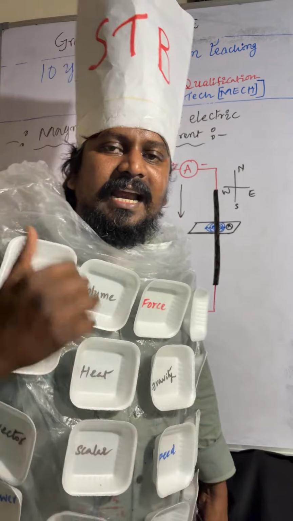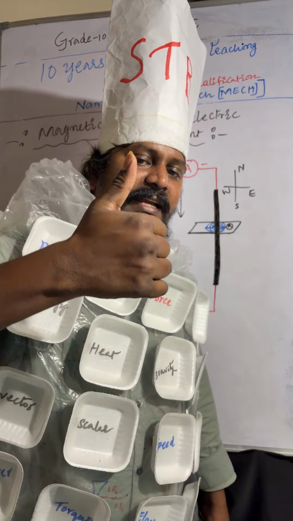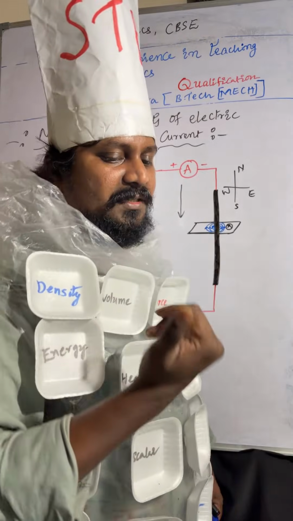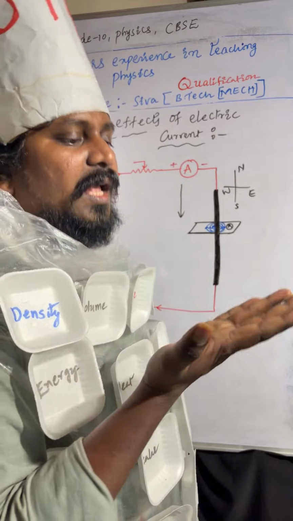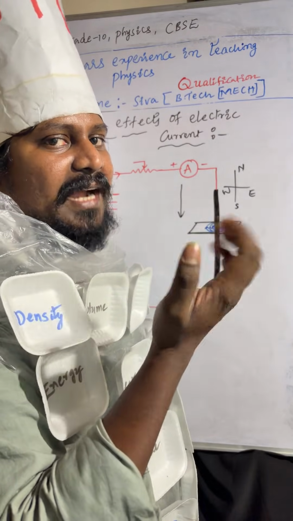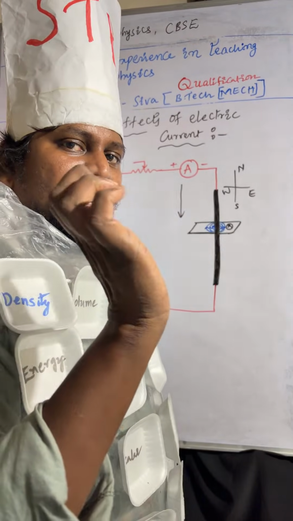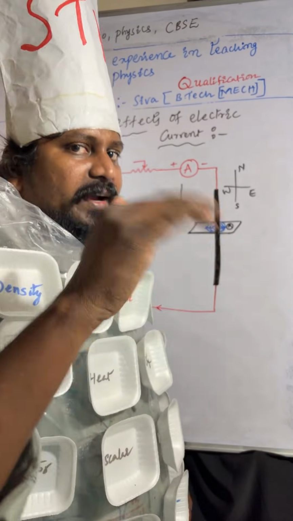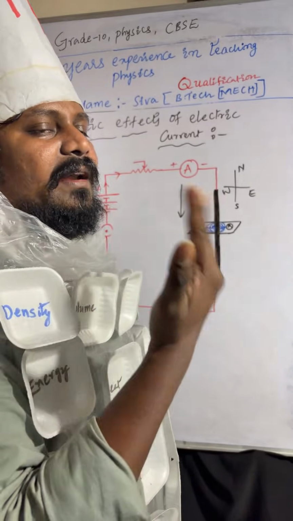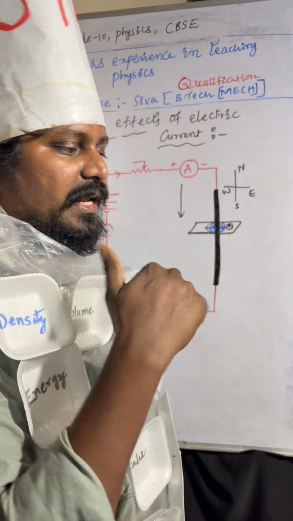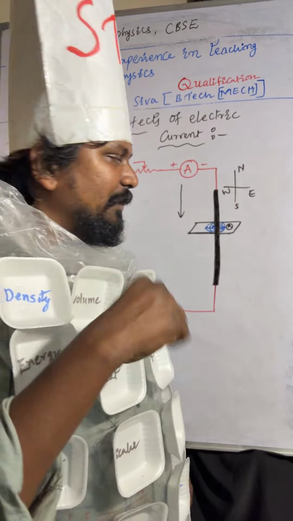So by using the right hand thumb rule, if the current is passing in the upward direction, the magnetic field will be like this. If the current is passing towards you, the magnetic field will be in the anti-clockwise direction. If the current is passing towards the board, the magnetic field will be in the clockwise direction.